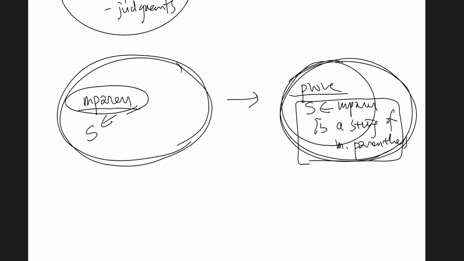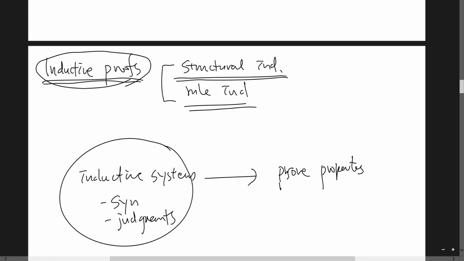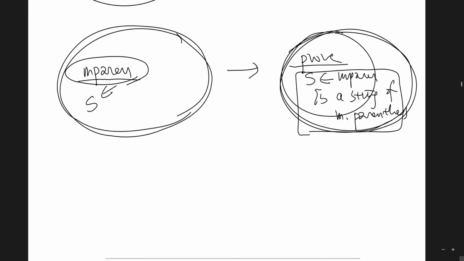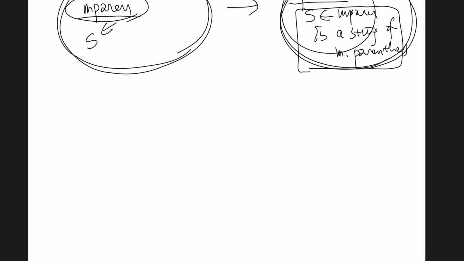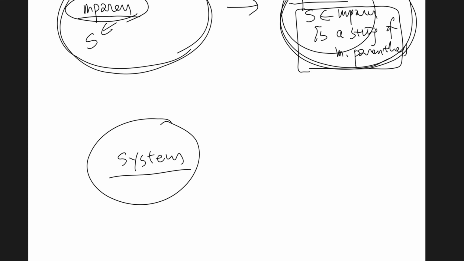So that's the reason. And there's another very important reason why we need this notion of inductive proofs and these techniques, structural induction and rule induction. It turns out that oftentimes this inductive system can be very complex. It's so complex that its soundness may not be obvious.